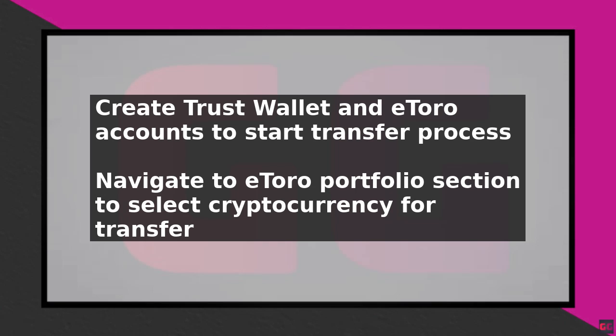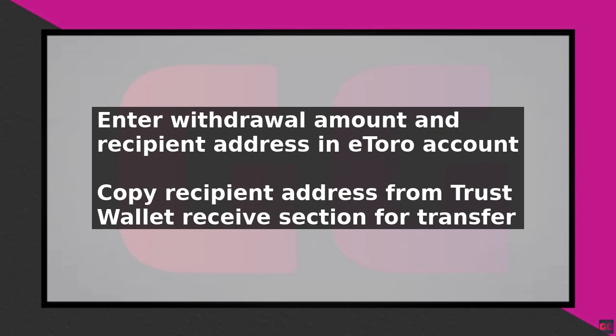Open your eToro account and navigate to the Portfolio section where your cryptocurrencies are listed. Choose the cryptocurrency you want to transfer and click on the Trade button next to it. Then select the Withdraw option from the drop-down menu. You will be asked to enter the withdrawal amount and the recipient address.